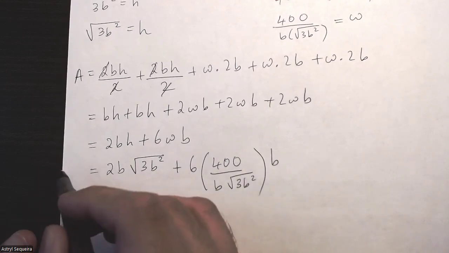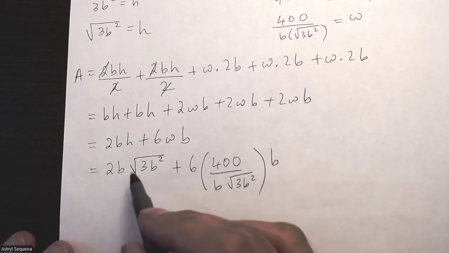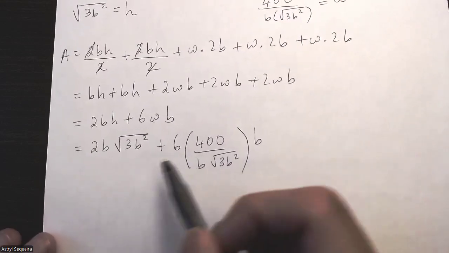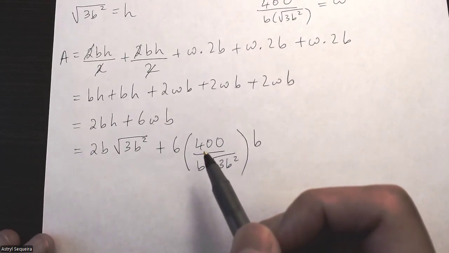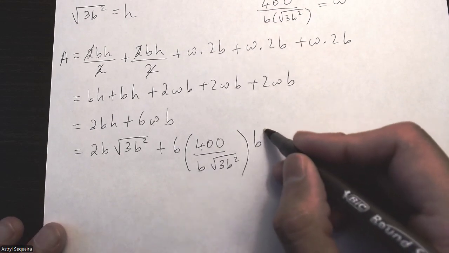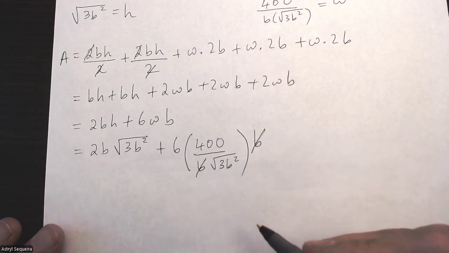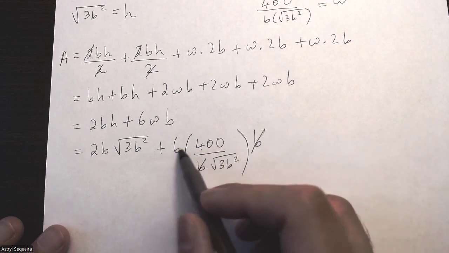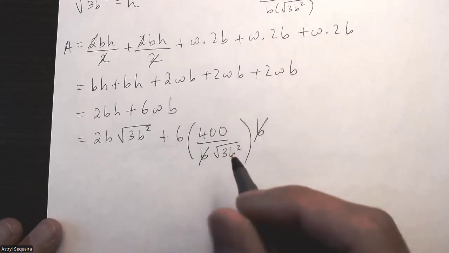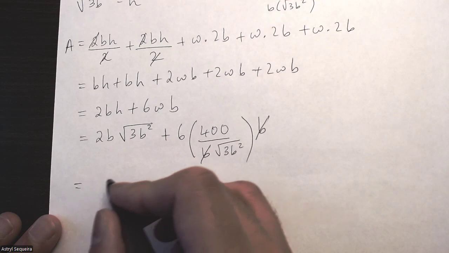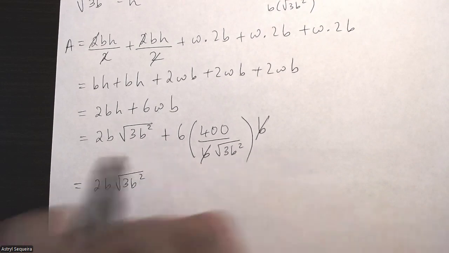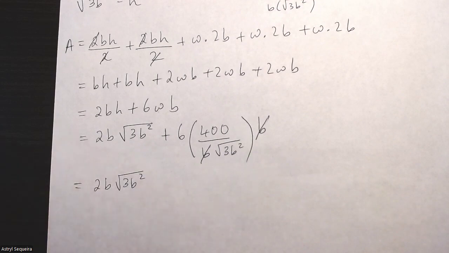So now I have the area equation just in terms of b, in terms of one variable. I can differentiate this, but before I do, I just want to simplify it first to make it a bit easier to differentiate. So the first simplification I can do is just cancel out these two b's, and then I can also do 6 times 400. So 6 times 400 is just 2400.